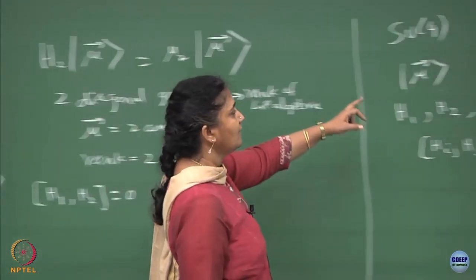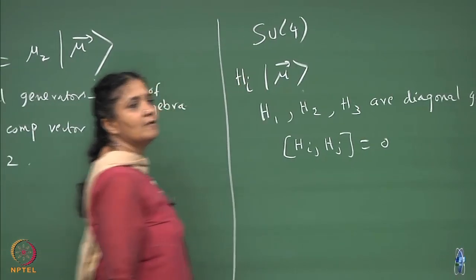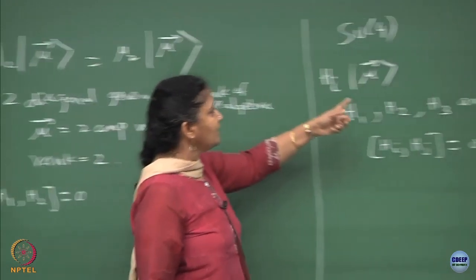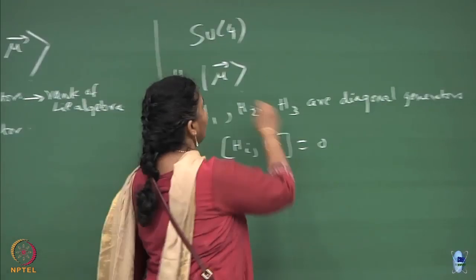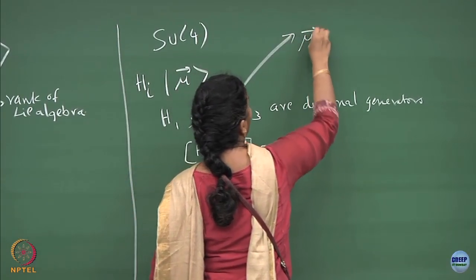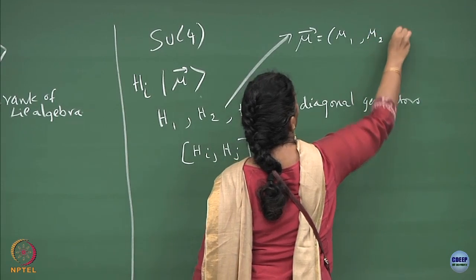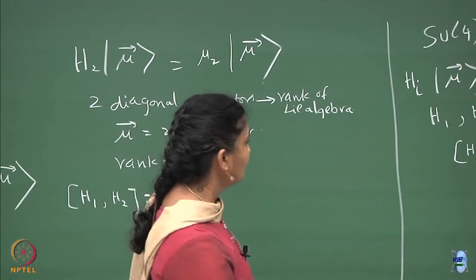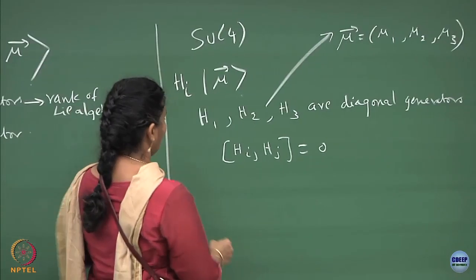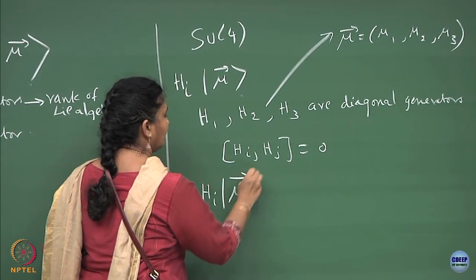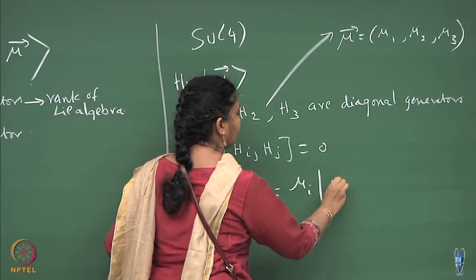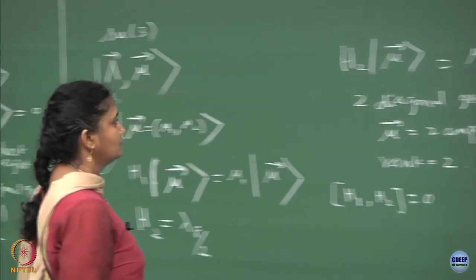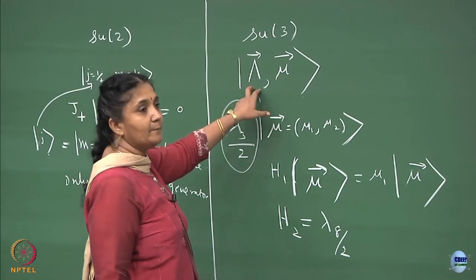So, mu vector, if you operate Hi, where i is either 1, 2 or 3. Mu vector is how many components? 3 components here. So this implies the mu vector will have mu 1, mu 2, mu 3. Clear? So this will tell you that Hi on mu vector should be mu i times mu vector. Clear? I have still not said anything about this lambda.